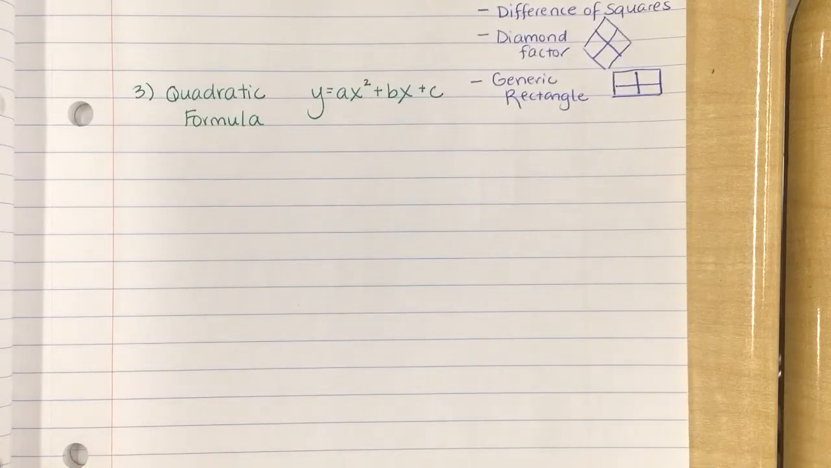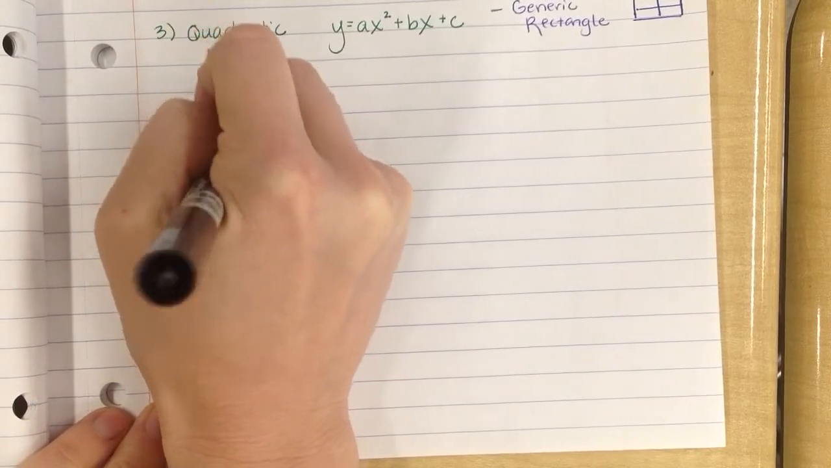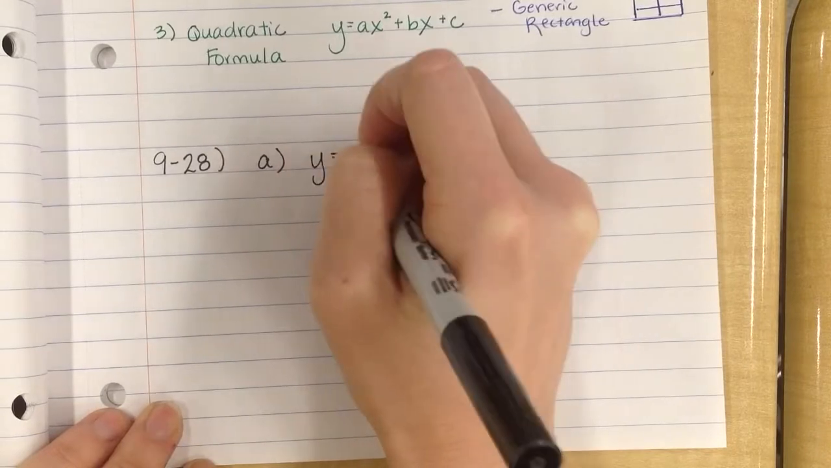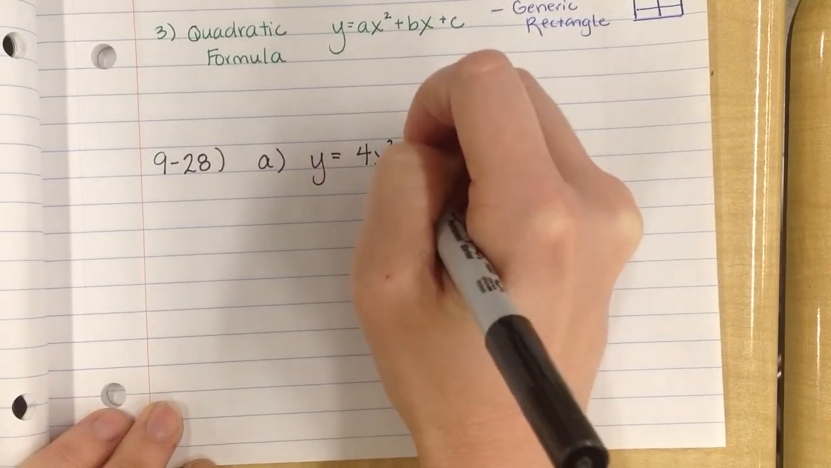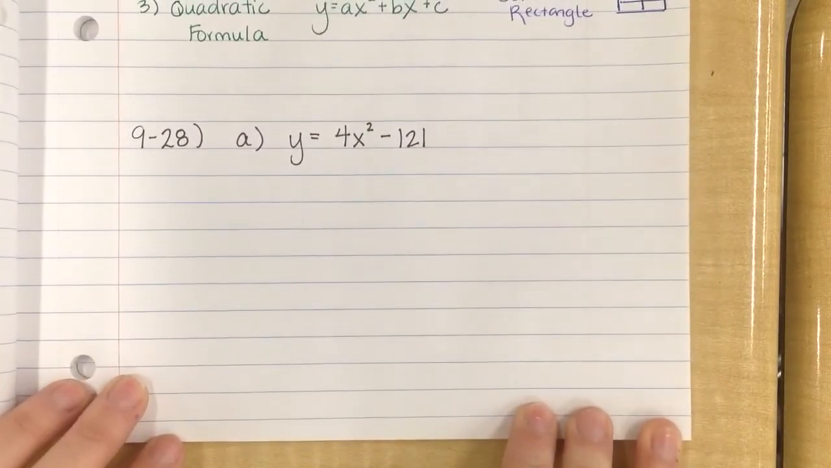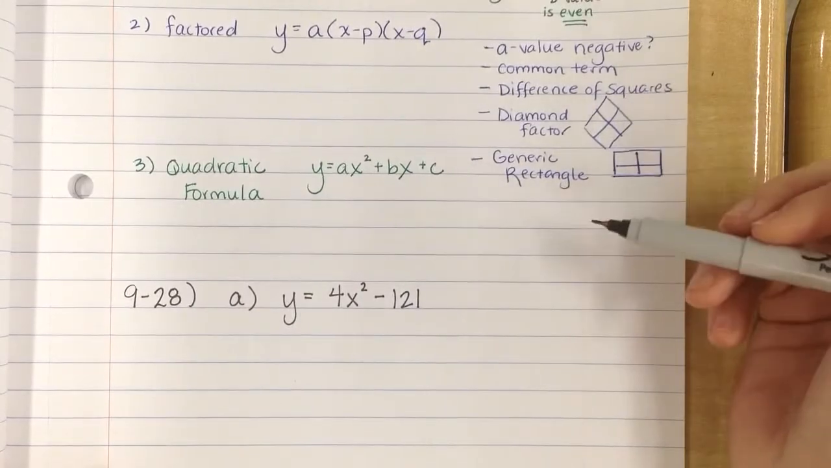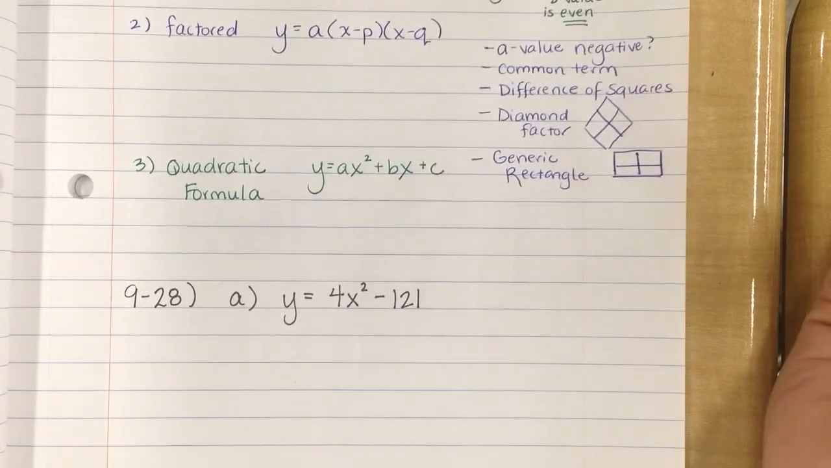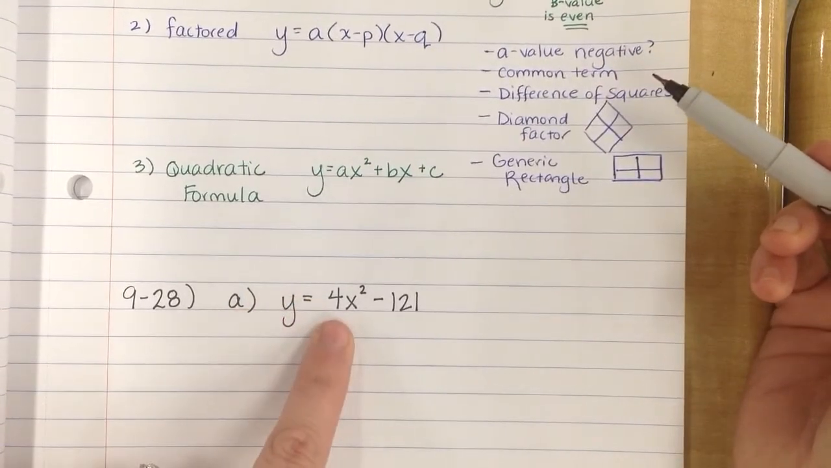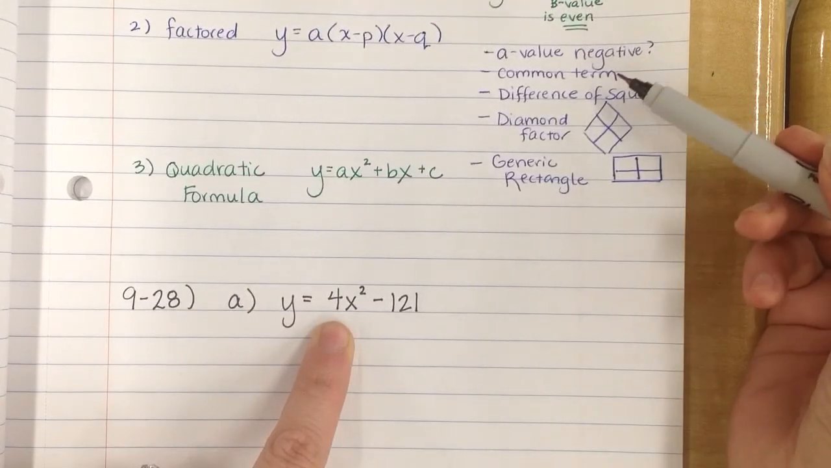This is question 9-28, part A. We have the equation y equals 4x squared minus 121. Again, I'll move back up so we can see our checklist of items to go through. Our first question is: is the a value negative? We look at that positive 4x squared, and it is not negative. So we can move on to the second question.